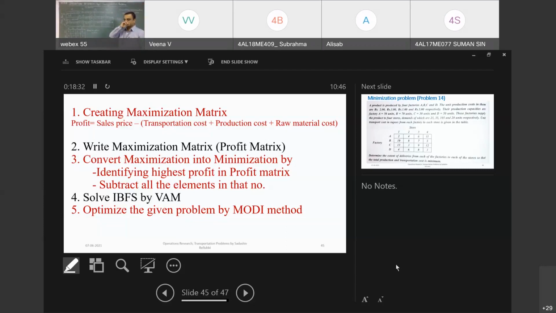I hope you understood how to write the matrix. So that is the sales price minus all the cost. Whatever answer you get, you need to write it in the matrix. That matrix only I have written here. For S1, its values are 6, minus 2, 3, and 8. For S2, 6, minus 2, 2, and 5. And for S3, 1, minus 4, 2, and minus 1.